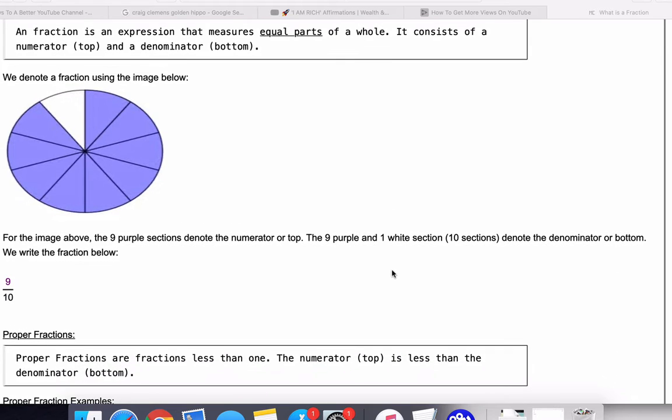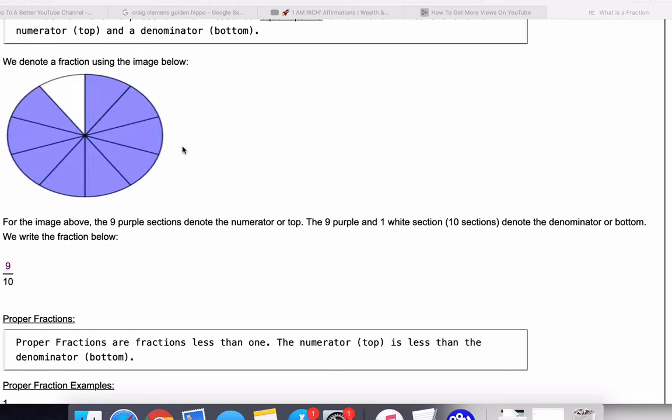So let's look at this picture right here of this pie with purple slices. This is how we express a fraction in visual terms. As you can see, this pie has 10 slices, and 9 of them are shaded. So we can form a fraction with this pie: 9 purple sections as the numerator, or the top, and the total sections, which is both purple and white, is the denominator, which is 10. So our fraction is 9 over 10, or 9 out of 10, or 9/10.